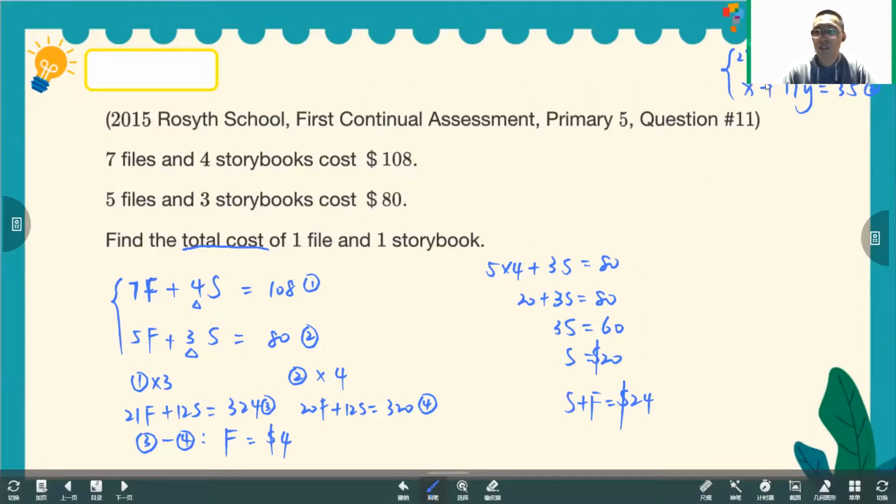So I'll read the question again. 29x plus 27y equals 83, and then x plus 17y equals 35. Yeah, that's equation 1 and equation 2. I'll have a go as well. Yep, it is no problem.